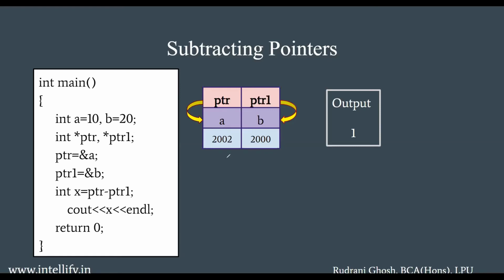Why? Because size of integer we know is what? 2. So when we subtract 2000 from 2002, we actually divide this entire thing by the size of the data type, which is 2 because it is an integer, and then we get the value what? 2 by 2, which means it is 1. Hence, our output is also 1. So this is how we do subtraction of two pointers.